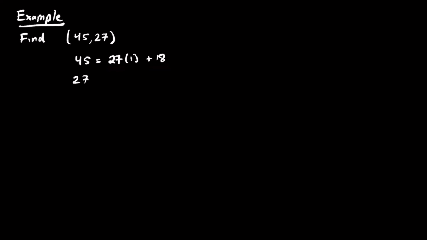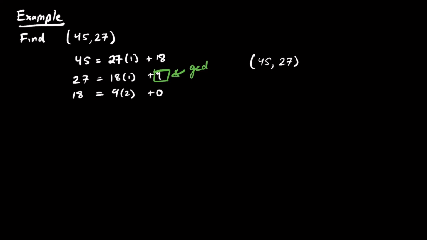So I get that 27 is 18 times 1 plus 9. Then I look at this 18 and 9 and apply the division algorithm to those. So 18 is 9 times 2 plus 0, and I've reached a remainder of 0. What does my Euclidean algorithm tell me? It tells me that this last non-zero remainder is the GCD. So the GCD of 45 and 27 is equal to 9.